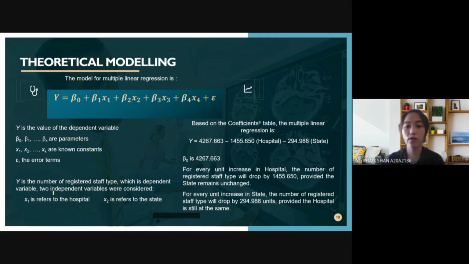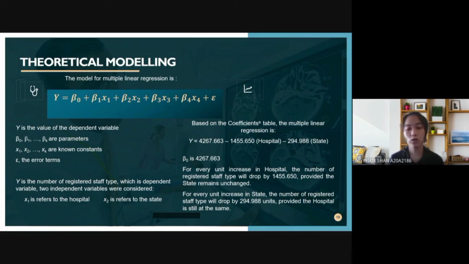Based on the coefficients table, the multiple linear regression is y equals 4,267.663 minus 1,455.650 hospital minus 294.988 state. From the equation of multiple linear regression, we know that when the hospital and state are 0, the number of registered staff type will be 4,267.663.